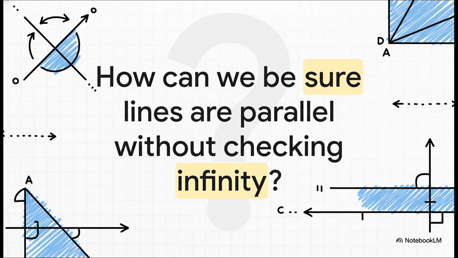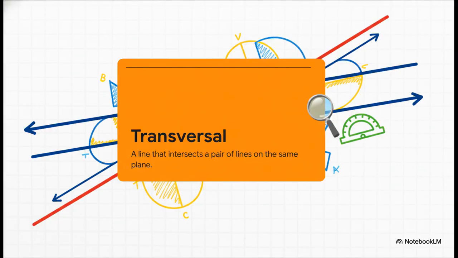The definition says they never meet, but you can't just fly along them for a few billion miles to see if they eventually bump into each other. That's impossible. So how do we get that geometric certainty we were just talking about? Well, the answer, our secret weapon, is something called a transversal.